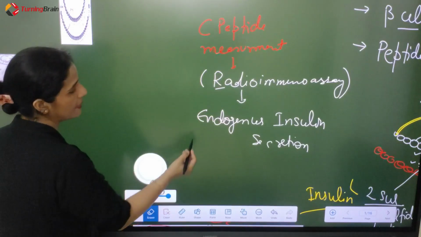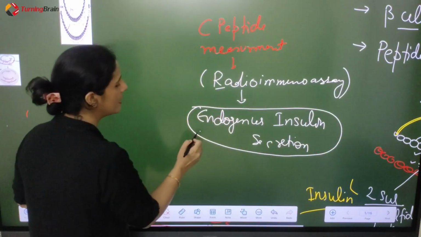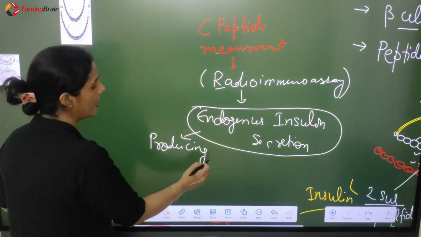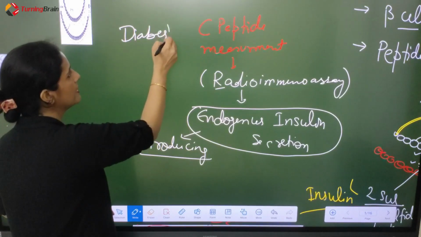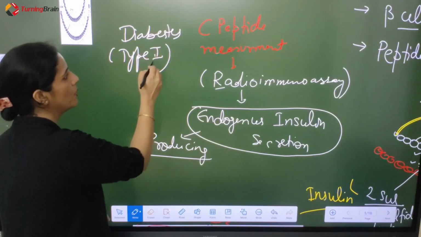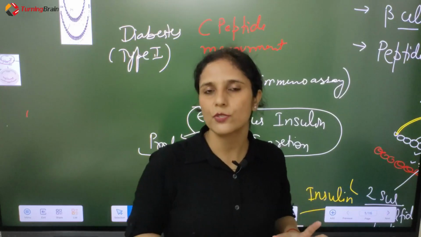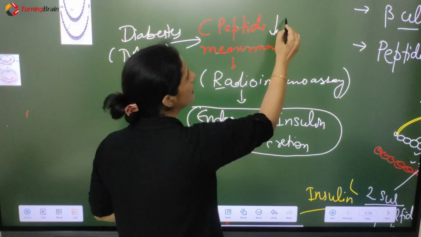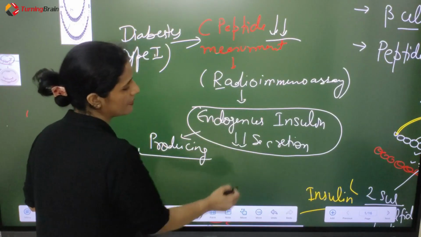Actually, endogenous insulin means it is produced inside the body. If a person has diabetes, I am taking just an example of type 1 diabetes. There are two types of diabetes, type 1 and type 2. In type 1 diabetes, there is an actual insulin deficiency. So if you measure the C-peptide in these diabetic patients, you will find a decreased concentration of C-peptide because the endogenous insulin secretion is also lesser.